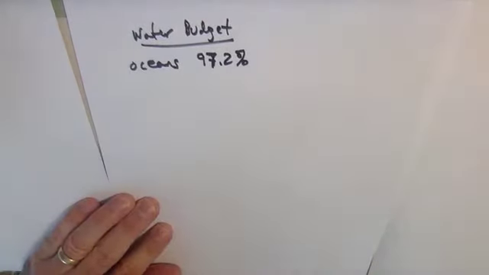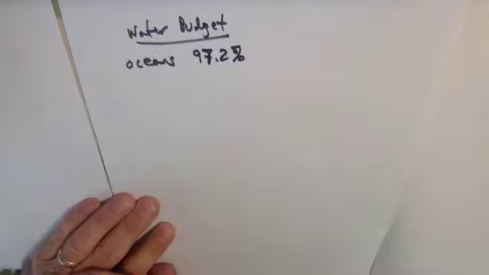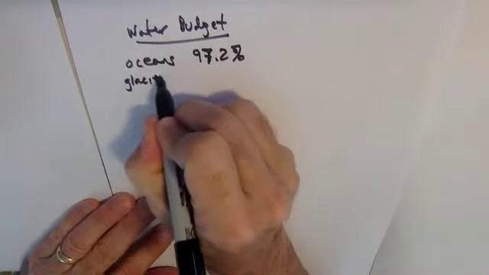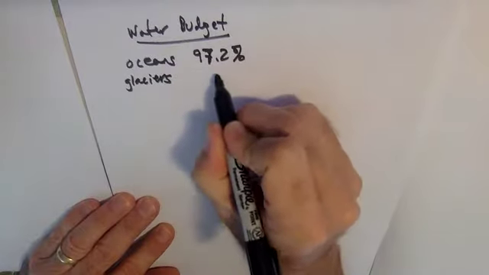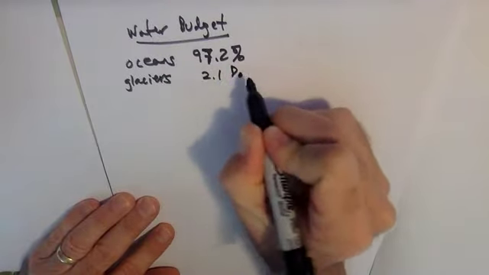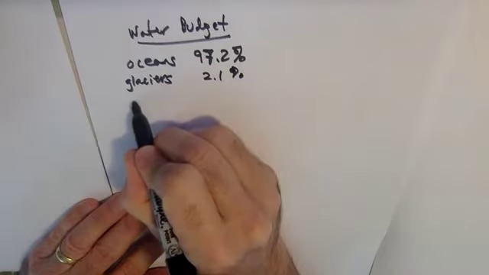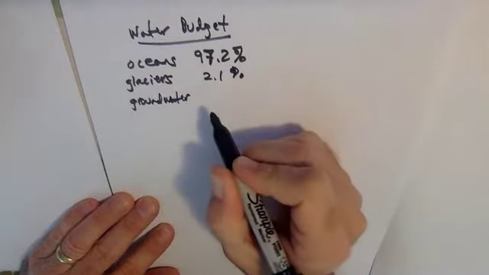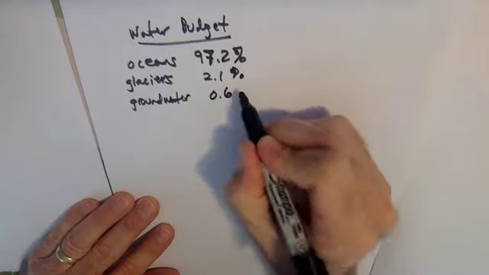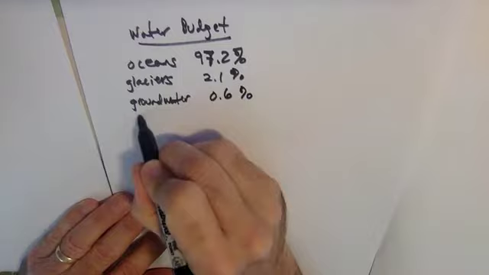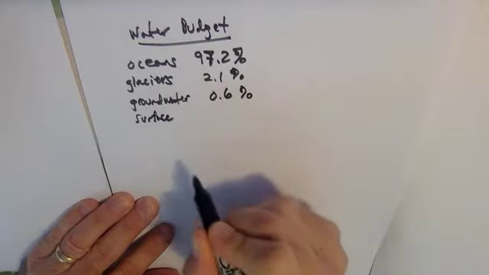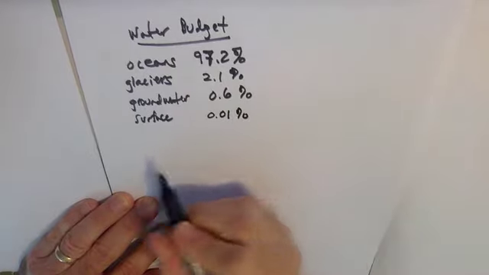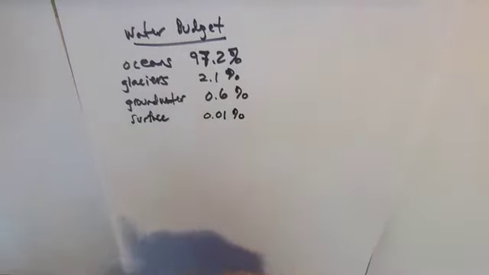Where would the next big blob of water be? Think about it for a second. Where's the water? It's in glaciers, most notably Antarctica, but also Greenland, 2.1%. After that, maybe somewhat surprisingly, it's not the Great Lakes, it's not the rivers and streams, it's groundwater, 0.6%. Surface water, which includes the ponds and lakes and rivers, is 0.01%. And then there's a trivial amount that's in the soil.